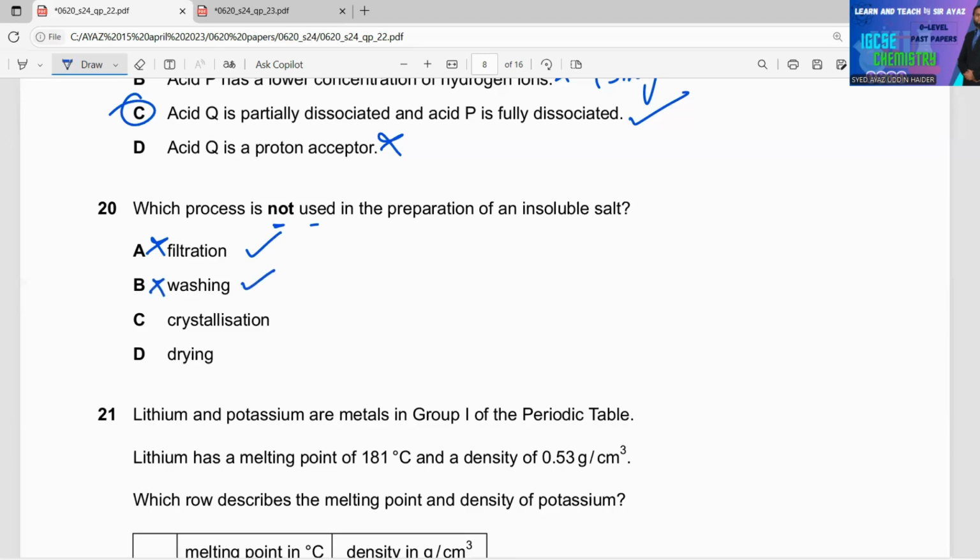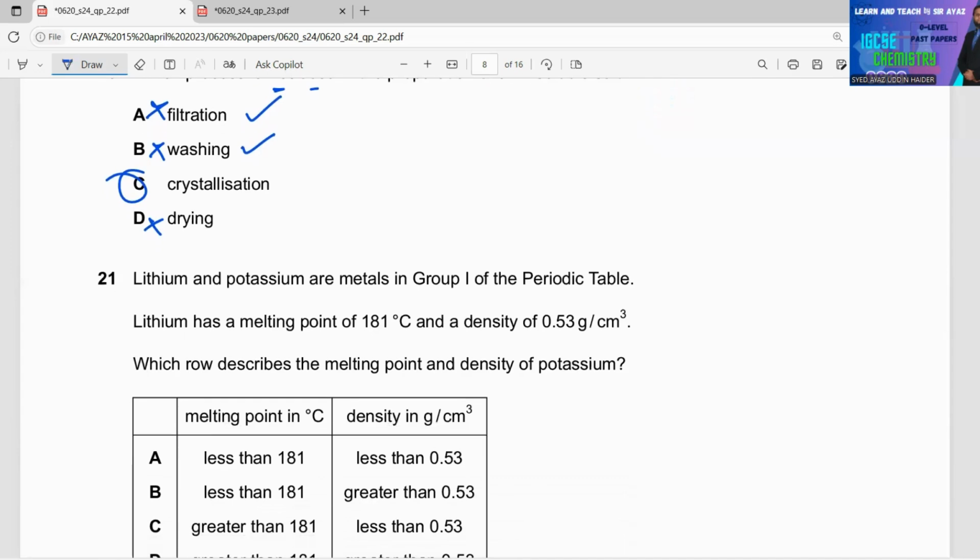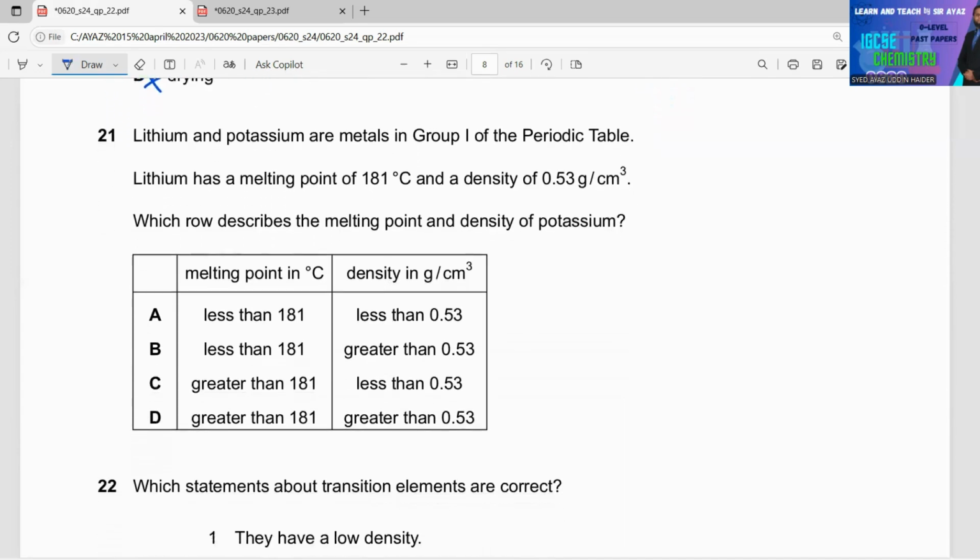So this is also incorrect. Crystallization. We don't undergo crystallization. We'll go for drying. So this must be the right one. The last one is also incorrect because we undergo drying for the insoluble salt preparation.